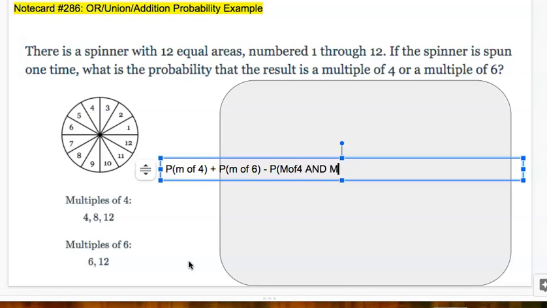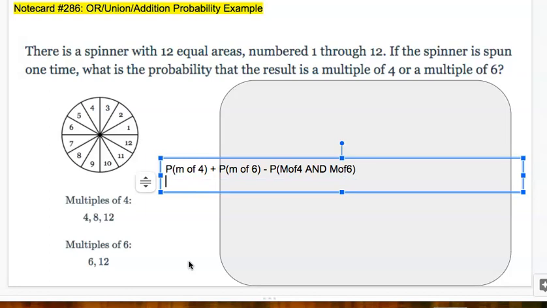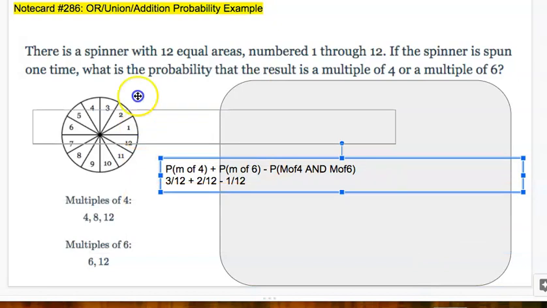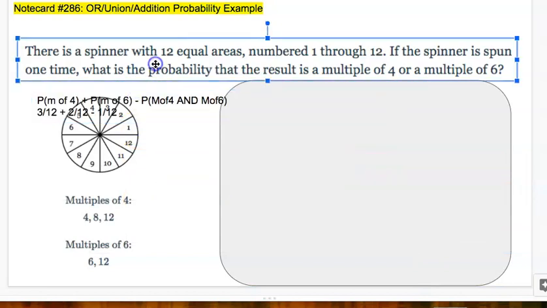And multiple of 6. All right, so what's the probability it's a multiple of 4? There's 3 of them. That's 3 out of 12. Plus the probability it's a multiple of 6. There's 2 of those. So 2 out of 12. But I need to subtract off the common ones. Otherwise, I'm double counting. So what's common in both of these lists? It's a 12. So there's only one of them. So minus 1/12.